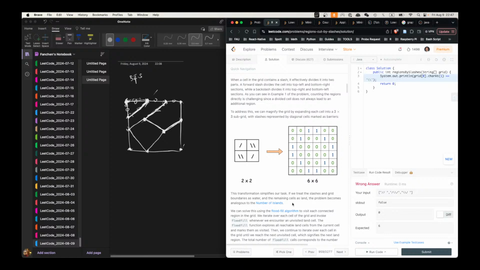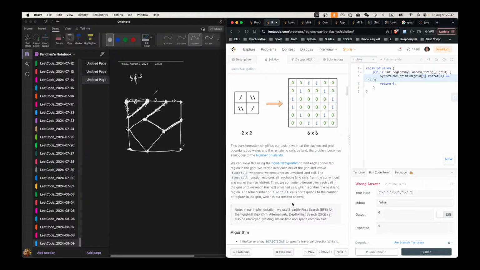Number of islands. Flood fill, I remember this name. To visit each connected region in the grid, cell by cell, invoke flood fill whenever we encounter an unvisited land cell. It explores all reachable land cells from the current cell and marks them as visited. Then we continue to iterate over each cell in the grid until we reach the next unvisited cell, which signifies the next land region. So the answer is the number of flood fill calls.